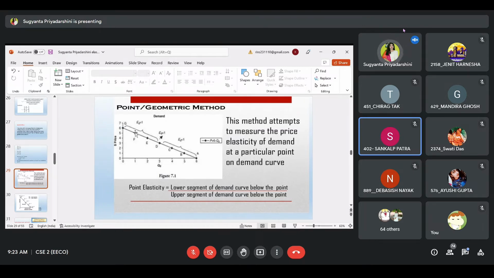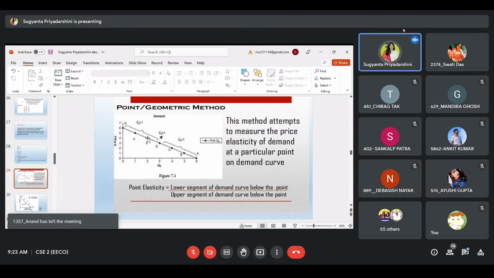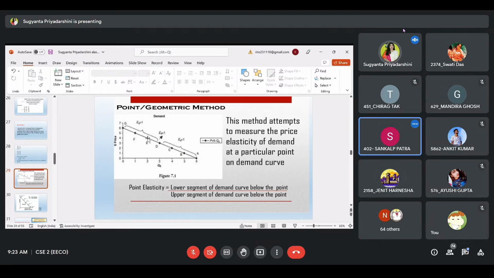Similarly, if I am considering point E, what is the lower segment? That's AE, not AG. And what is the upper segment for point E? EG. Now which one is greater, numerator or denominator? Numerator. If the numerator is more than the denominator, what will be the elasticity? Greater than 1. So that's what we saw here: elasticity is greater than 1.